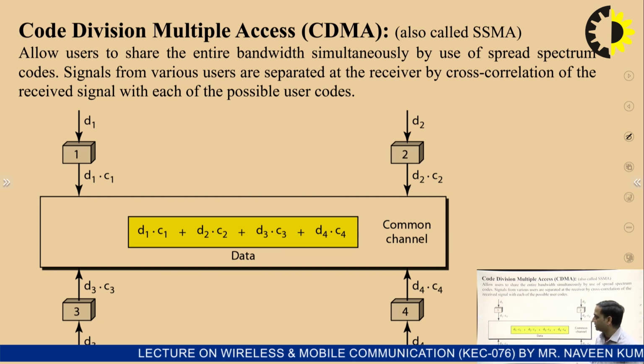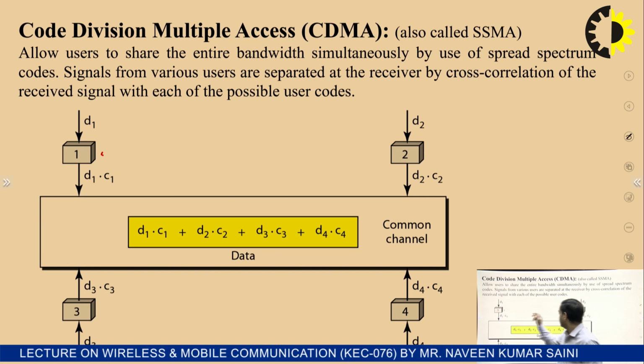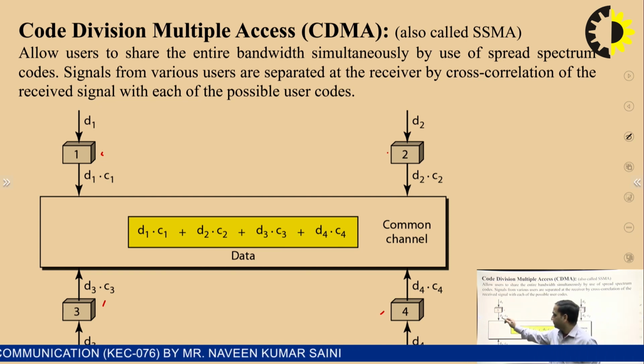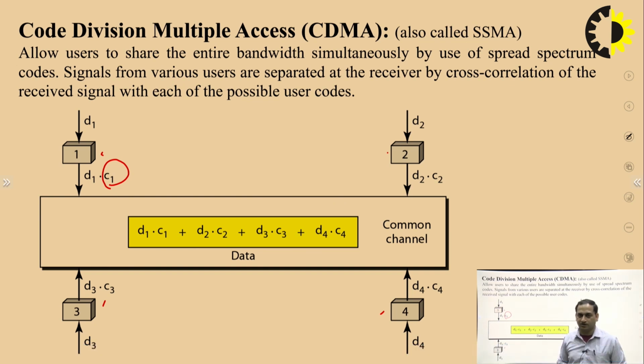Again we have 4 users, that is user 1, user 2, user 3 and user 4. In the case of the CDMA system, we modulate the signals of the different users by using different codes, like the PN sequence or PN codes. We are very much aware of the spread spectrum modulation technique, which was covered in the last lecture.